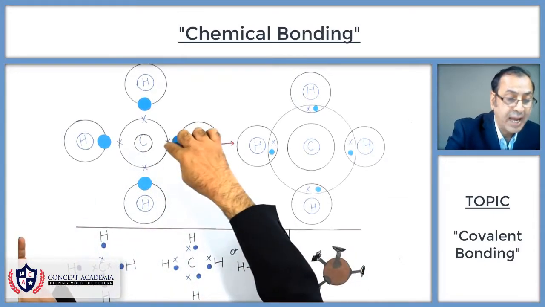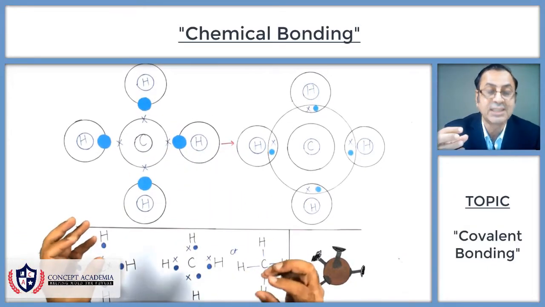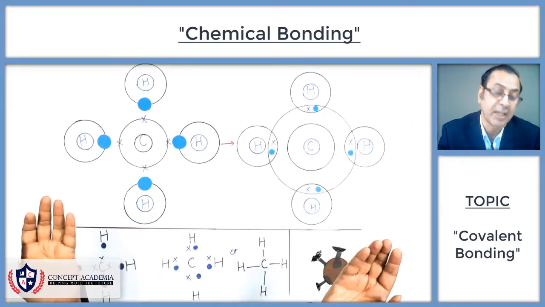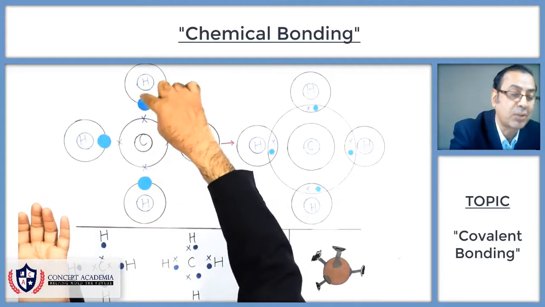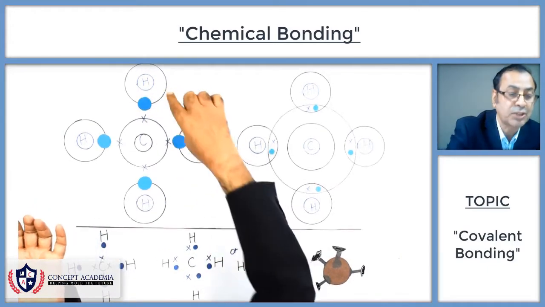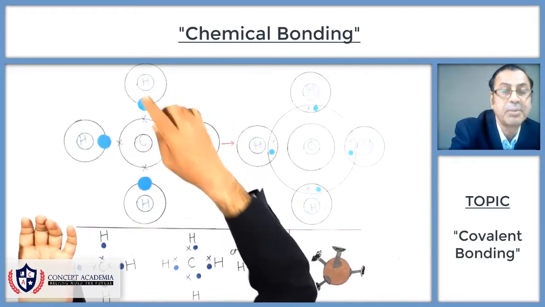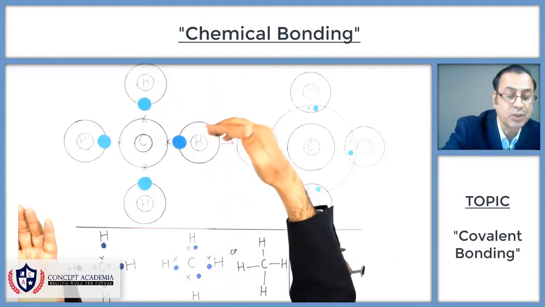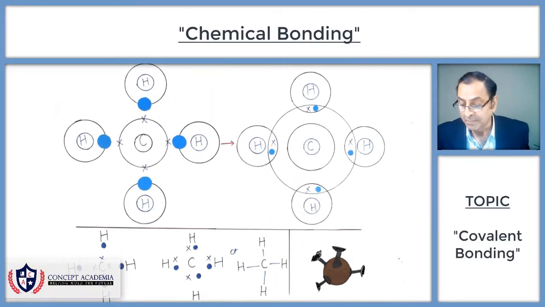So carbon has 4 electrons in its last shell, so carbon needs 4 more to complete its octet, so it will make 4 bonds, as you have seen. And hydrogen has 1 electron, it needs 1 more electron, so it will make a single covalent bond. Each hydrogen will make a single covalent bond, and carbon will make 4 bonds.